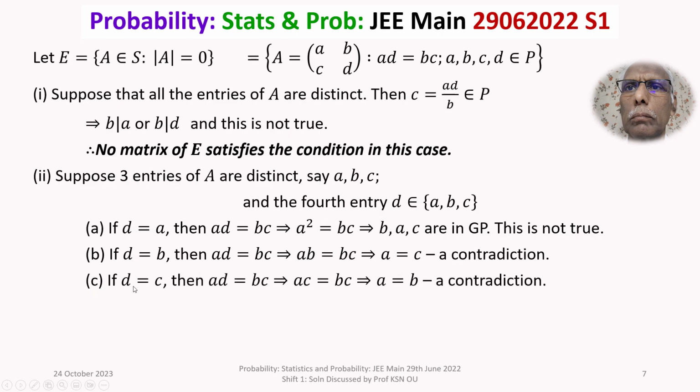Subcase C: if D is equal to C, then AD is equal to BC will give you DC equals BC, cancelling C you will get A is equal to B, a contradiction because A, B, C are distinct.